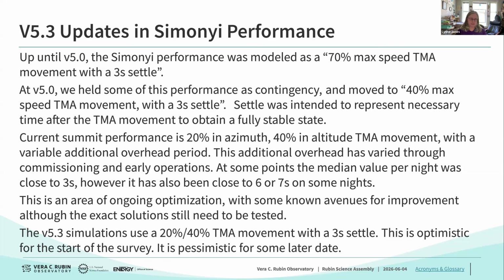So the v5.3 simulations use this 20-40% TMA movement with a 3 second settle because on average that was looking like the best fit up until recently, and recently it's bounced around a little bit more. So this is optimistic at the start of the survey. It's pessimistic at some later date, but I don't know when that later date will be. So this is what we've used for the entire simulation.